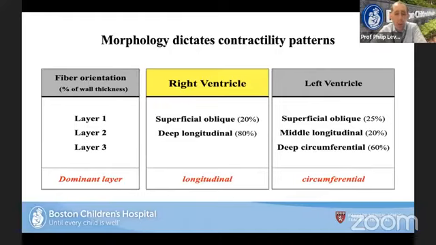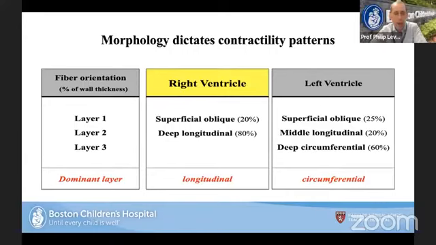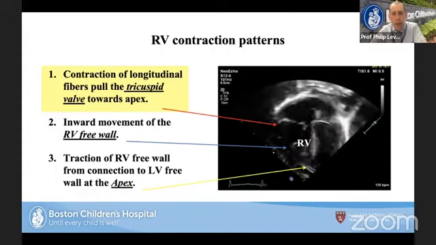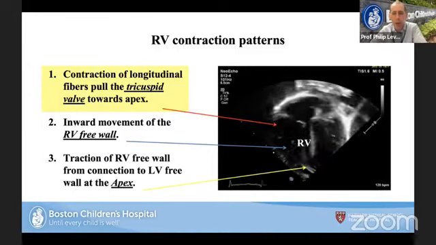So I mentioned before that the right side has two fibers that dictate all of the contractility. On the right, the deep longitudinal is the primary, and on the left, it's the circumferential. So let me show you some examples. Here is an echocardiogram of the four-chamber heart, and you can clearly see that the right ventricle has longitudinal fibers that are pulling the tricuspid valve up and down to enhance contractility and stroke volume and cardiac output.